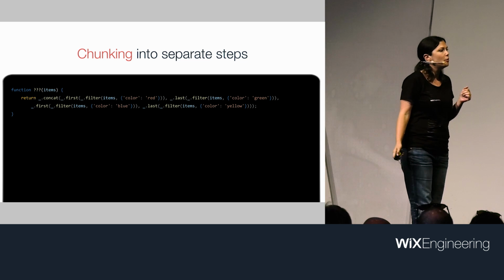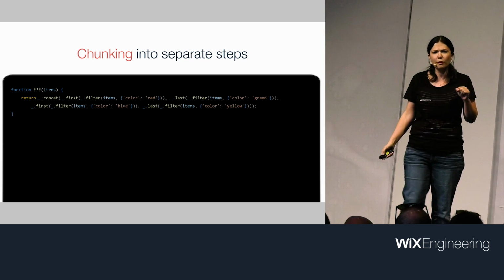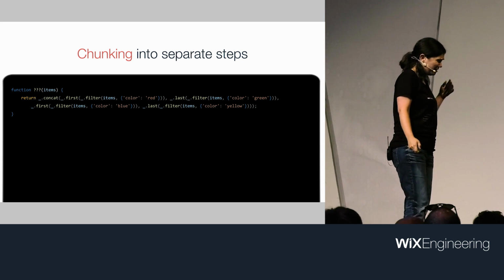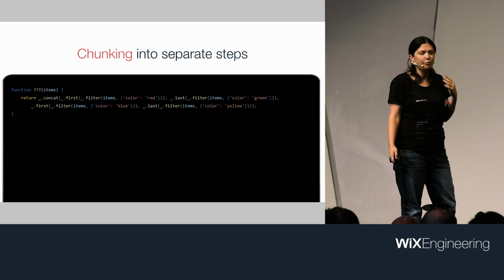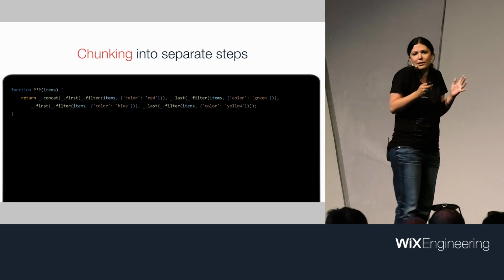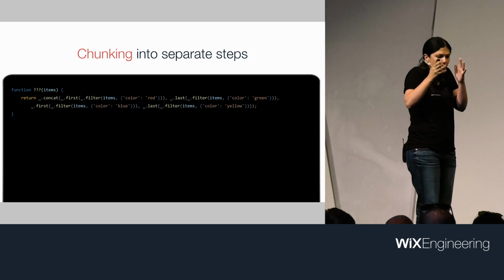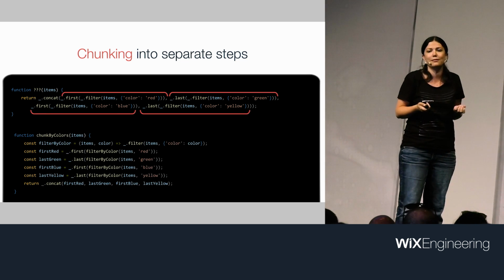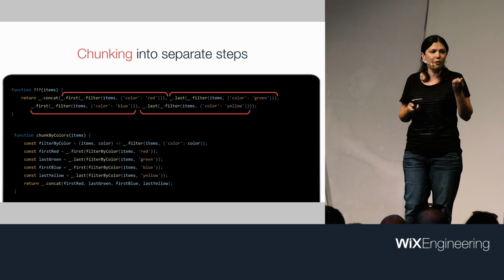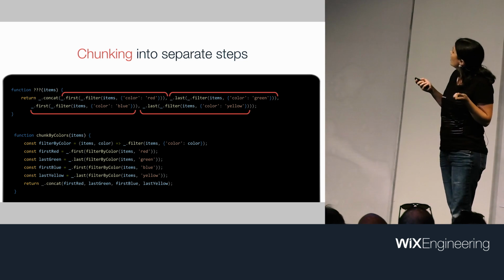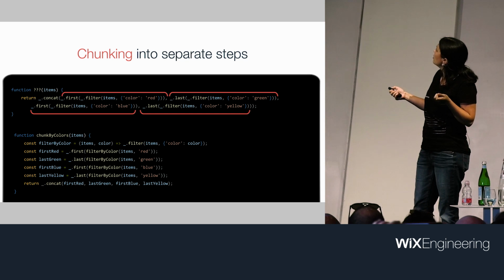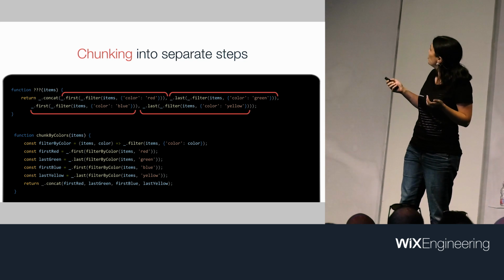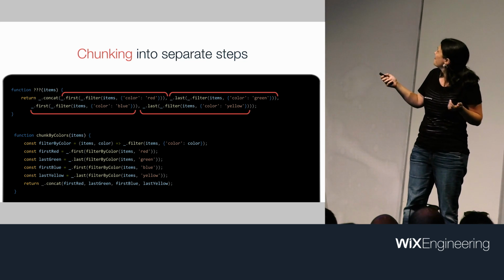And one last example. Consider this function. What do you think it does? I bet if I give you a couple more minutes to go over it, you'll figure it out. But it's hard. It looks like minified code. It's really hard to remember as I read it what the last computation result was. If I use chunking into separate steps and I name my variables accordingly, first red, last green, first blue, last yellow, and then concatenate them all, then I understand, cool, this function is chunking by colors.